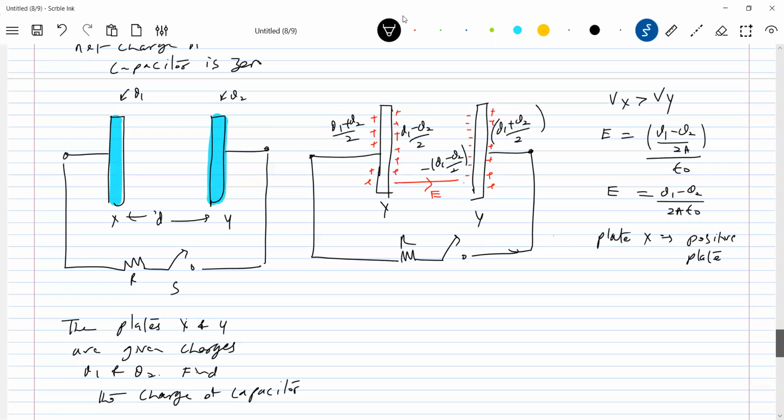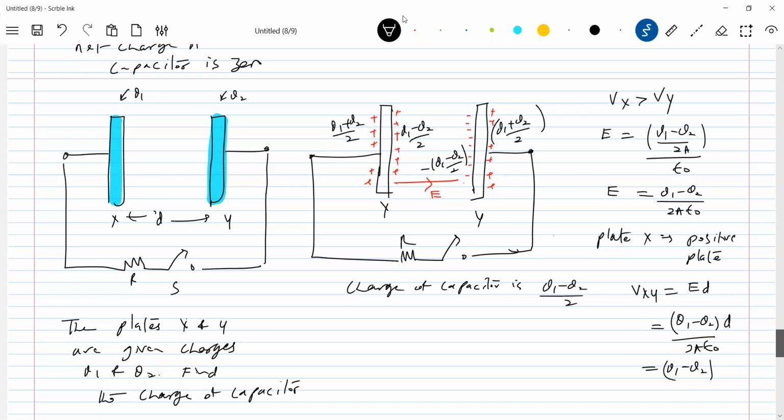So the charge of the capacitor is Q1 minus Q2 by 2. How to calculate the potential difference? We have the formula E into D. We know the value of E, substitute here. You see, I didn't just say it theoretically, I have enough proof. Now Q1 minus Q2, this will be epsilon naught A by D. So what is Vxy now? Charge by capacitance. Epsilon naught A by D will be the capacitance of this.